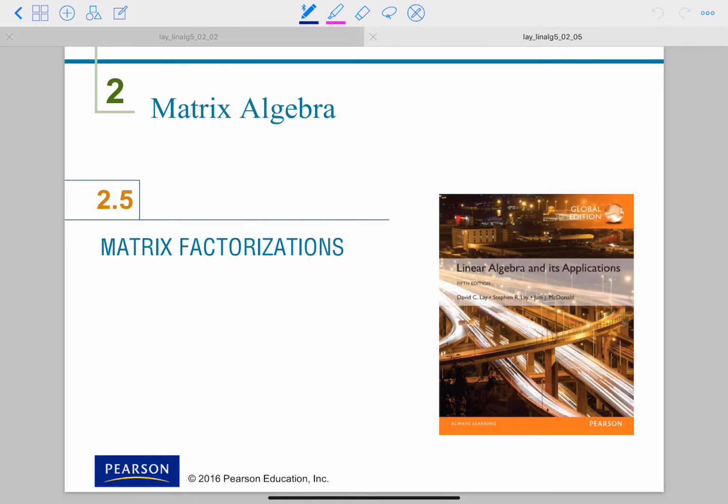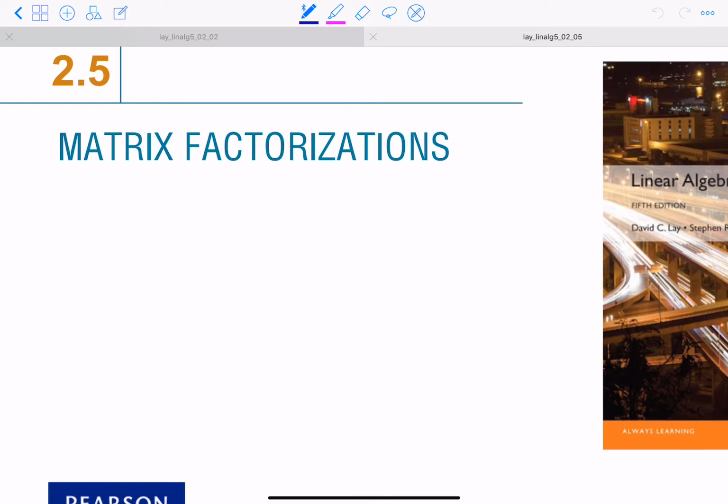So matrix factorization, this factorization in Korean, how do you say it in Korean? It's called 인수분해. Okay, so factorization in Korean is the same as 인수분해.